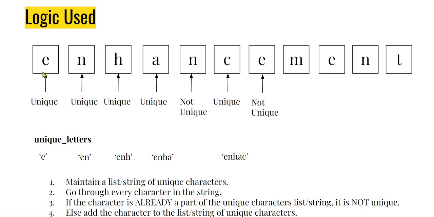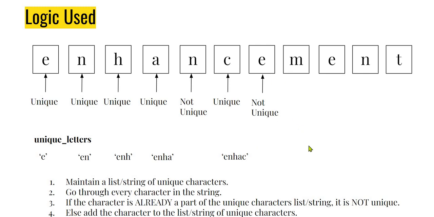We find that E is not part of unique letters, so I add E into unique letters. Next, I encounter an N and I say, okay, N is not part of this. Hence, I have to increase my unique letters string to EN, and I keep going till I encounter the next N. I realize that this N is inside unique letters, and hence I do not need to add it. I move forward, I add the C but not the next E because it's not unique.